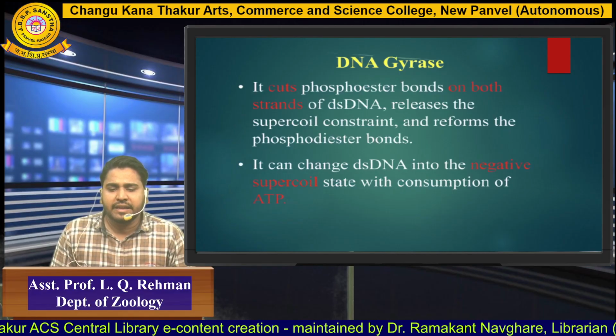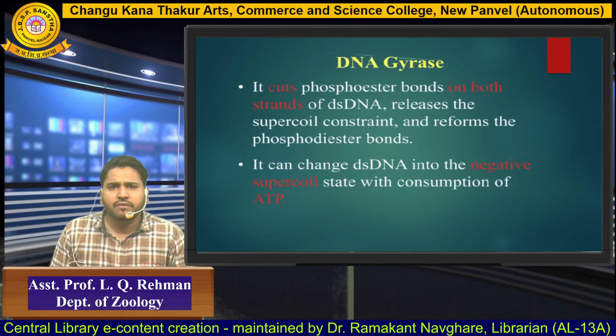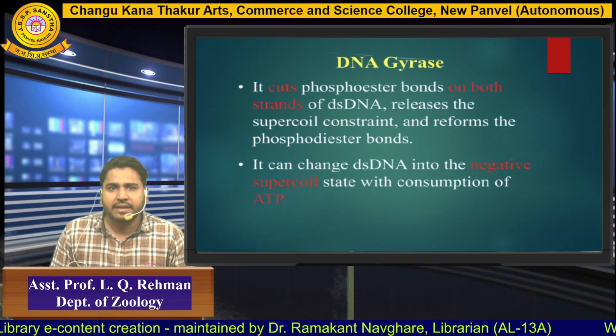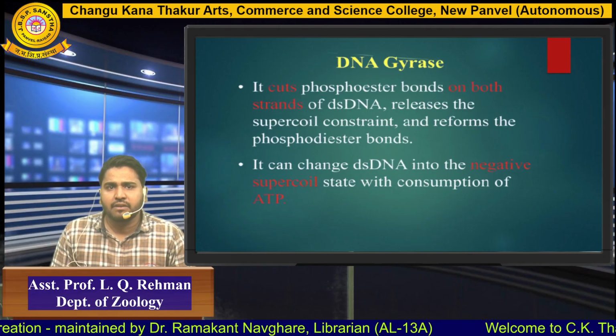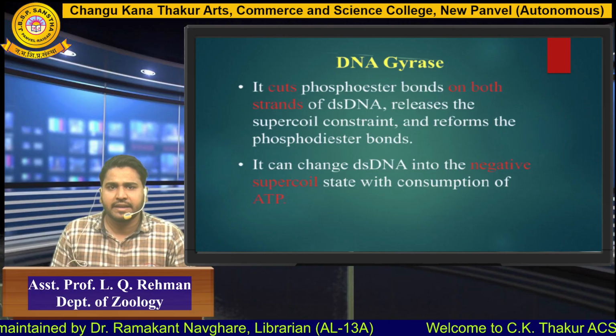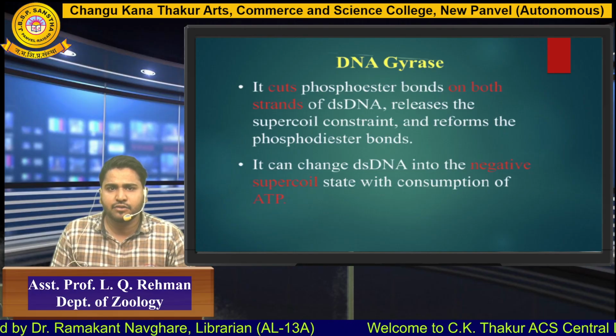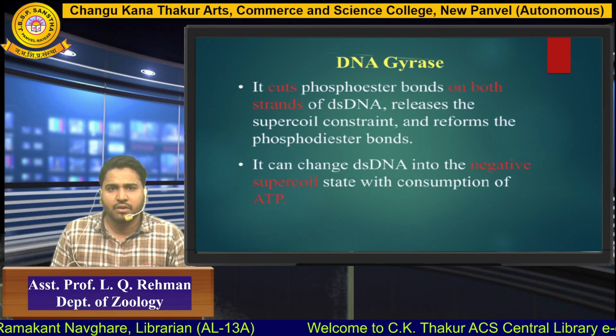Next one is DNA gyrase. It cuts the phosphodiester bonds on both strands of the DNA. It releases the supercoil constraint and reforms the phosphodiester bond. It can change the DNA into negative supercoil state with the consumption of ATP.